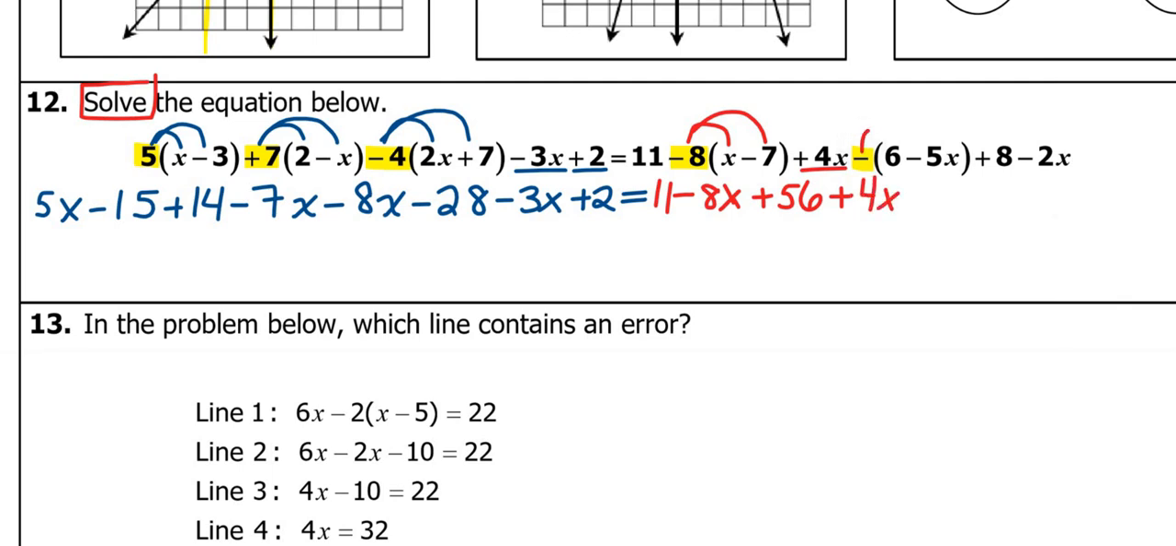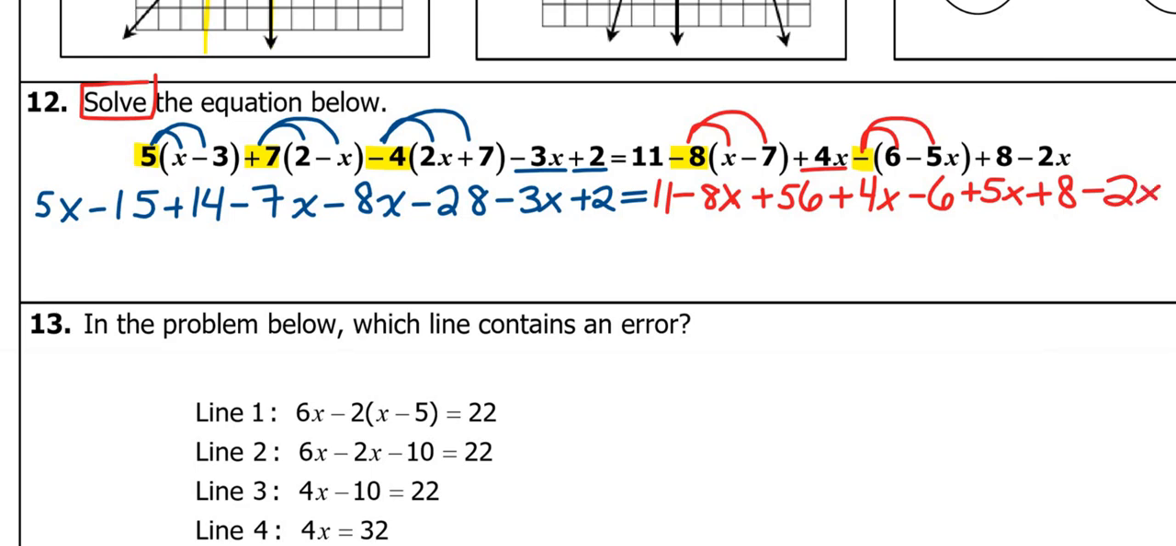And now the negative needs to be distributed to both terms. So that just changes the sign of the numbers inside of the parentheses. So negative 6 and a positive 5x if I change the sign of both. Then I have a plus 8 and a minus 2x.